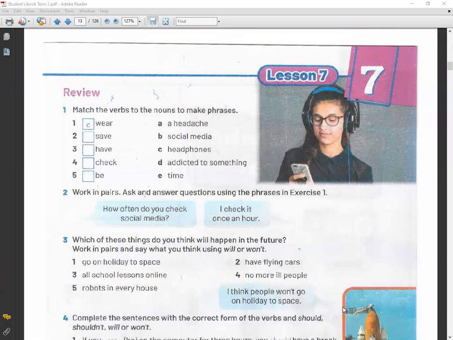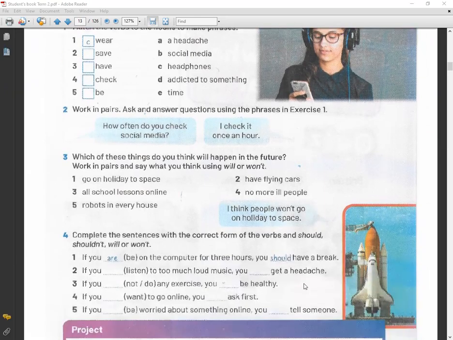In exercise 3, we revise how to use will or won't for the future. In exercise 4 also, please correct the verbs between brackets related to the first conditional with if. As we explained, you may use should or shouldn't, will or won't. If it is for advice, you have to use should or shouldn't.